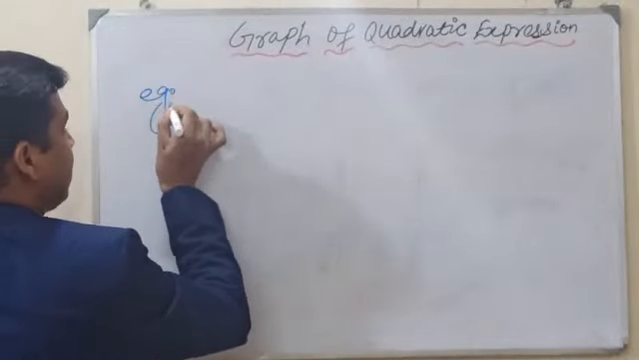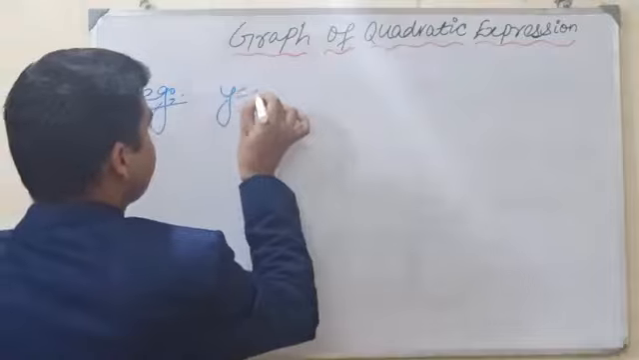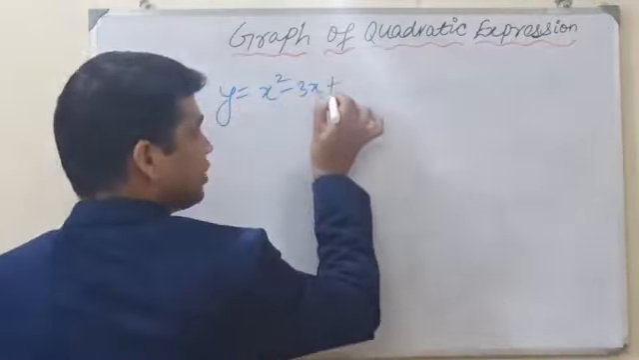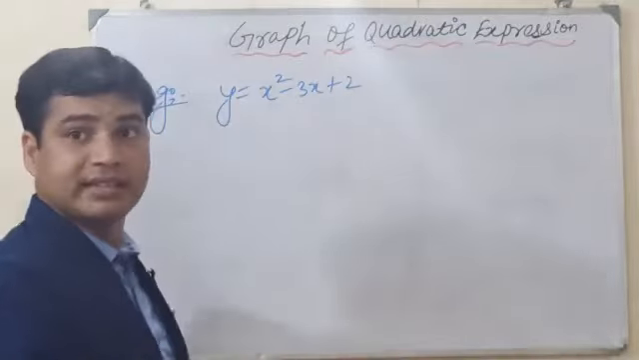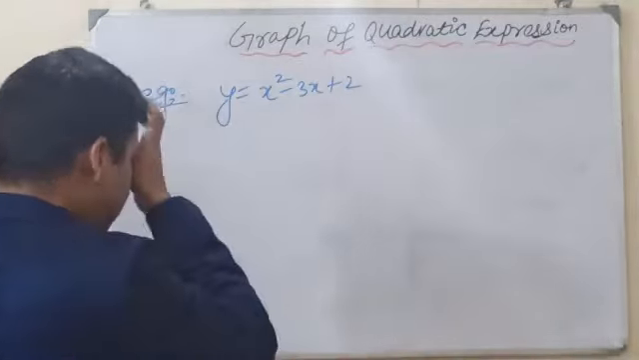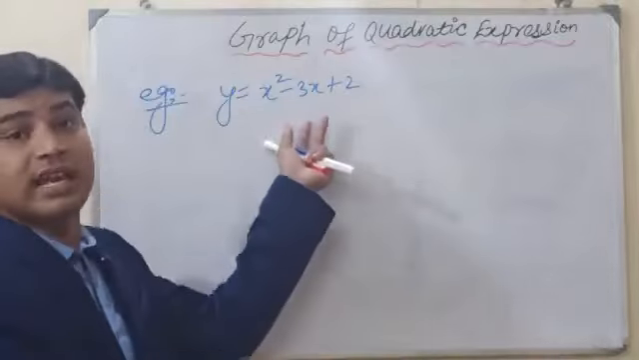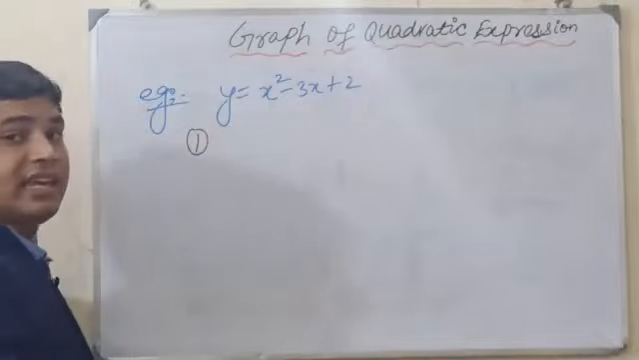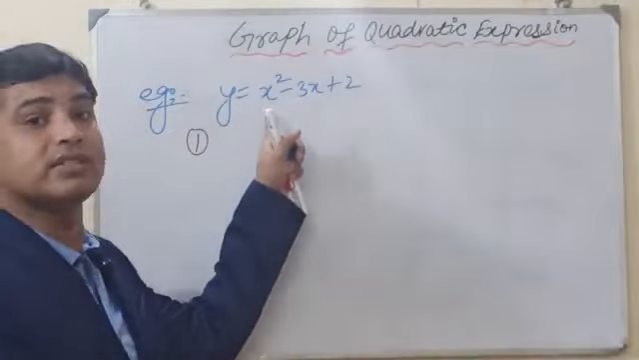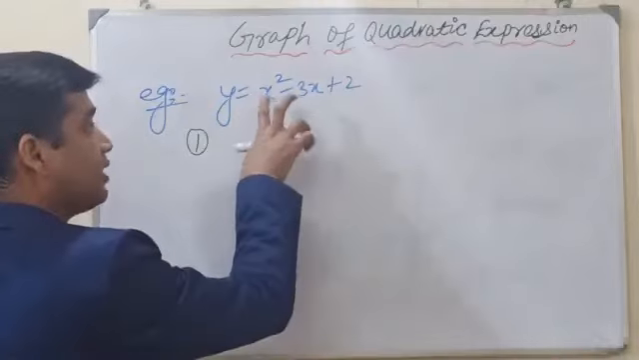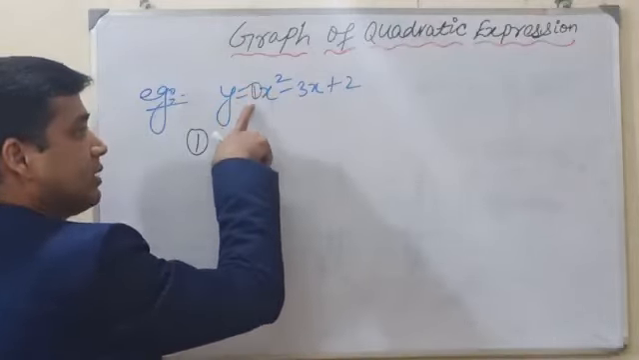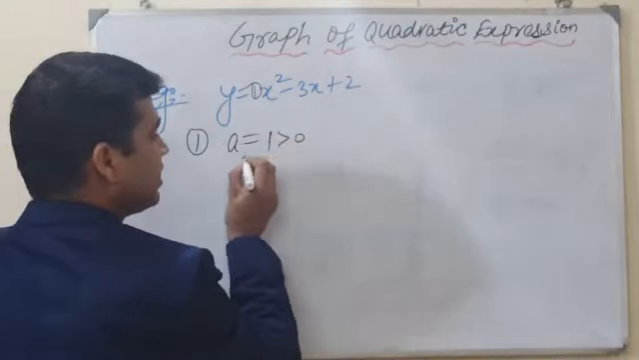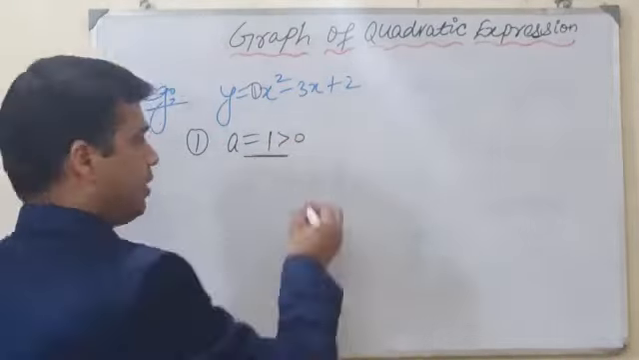First example is y equals x square minus 3x plus 2. Now see this here, what is the graph of this x square minus 3x plus 2? First we'll check a. So what is a? A is the coefficient of x square. What is the coefficient of x square here? 1. Nothing is there, it means 1. So a equals 1, and a is greater than 0. Greater than 0 means upward parabola, like this.